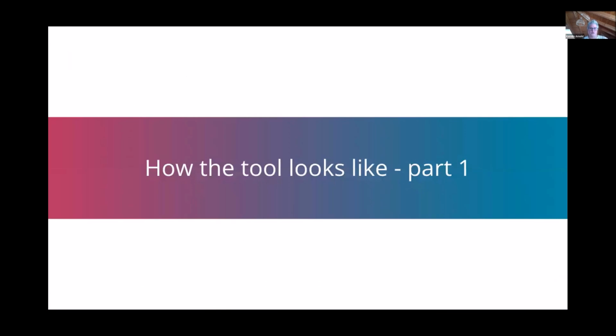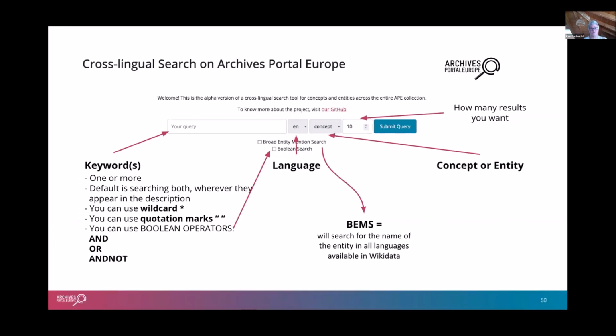How does the tool look like? And this is essentially the last part of my presentation, and then I'll open the floor for any questions before we go into the testing part. So the part 1, the cross-lingual search on Archives Portal Europe, has a search field where you can include your keywords, either consisting of one term or several terms.